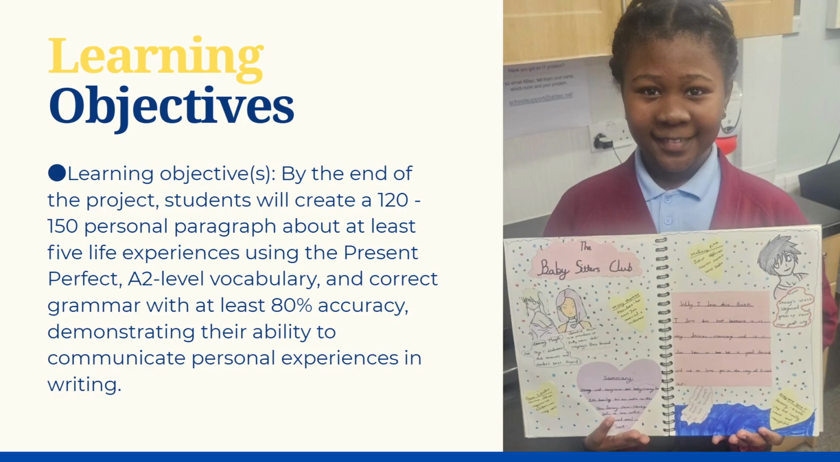The learning objective for this project was: by the end of the project, students will create a 120 to 150 word personal paragraph about at least 5 experiences using the present perfect, and also A2 level vocabulary and correct grammar with at least 80% accuracy, demonstrating the ability to communicate personal experiences in writing.